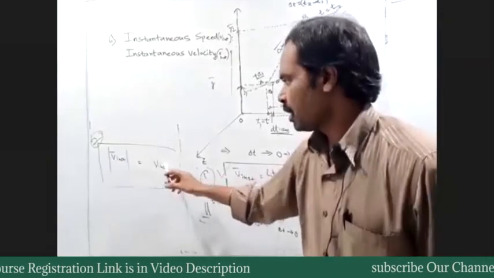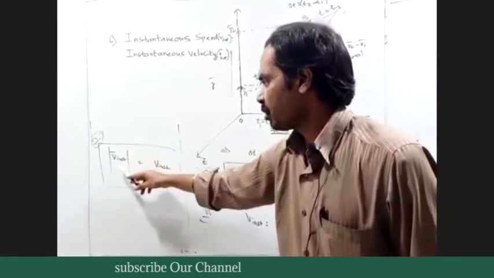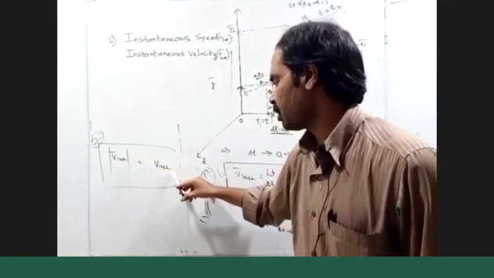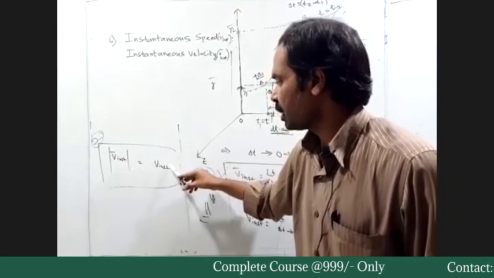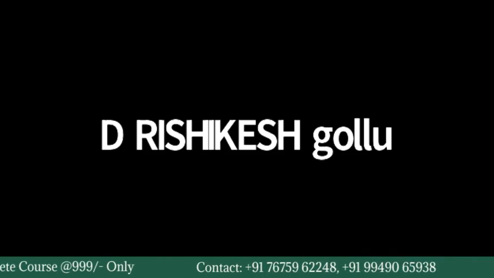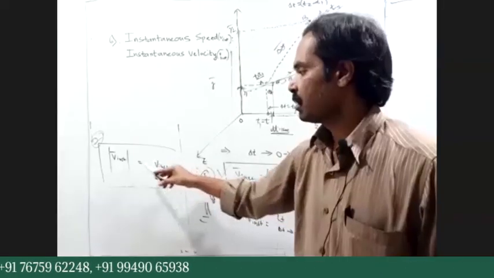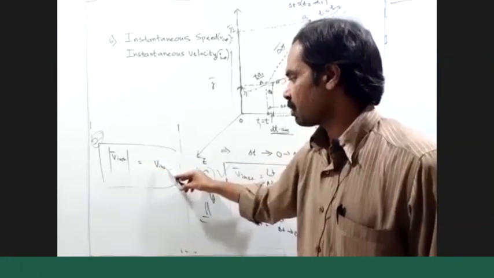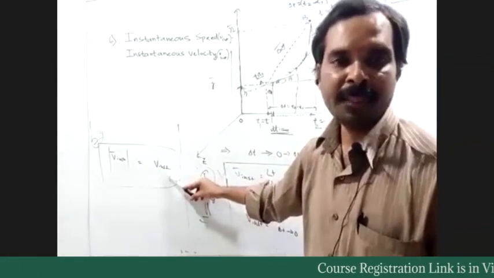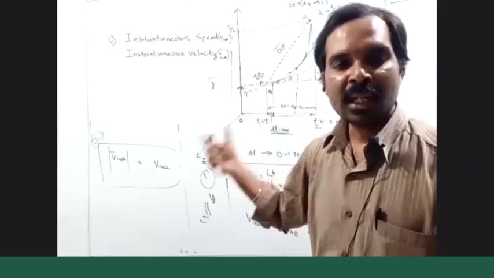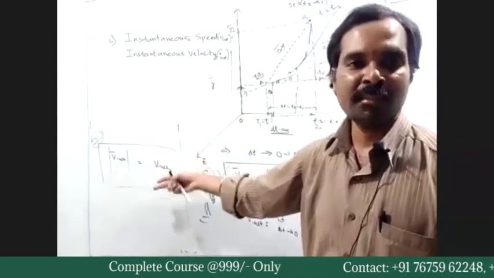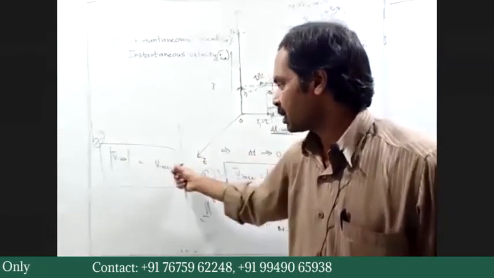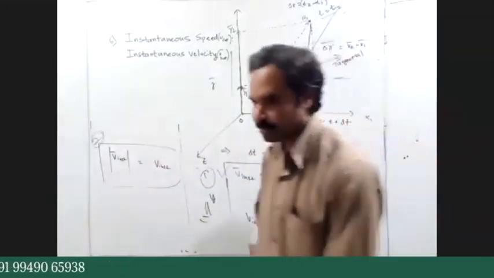And the second point is most important. The magnitude of instantaneous velocity and the magnitude of instantaneous speed are both the same. This is the second important observation. The magnitude of instantaneous velocity is equal to the magnitude of instantaneous speed. But the average speed magnitude is not equal to the average velocity magnitude. But here their magnitudes are equal. Both have the same magnitude. One has direction, the other does not. Okay? Right?